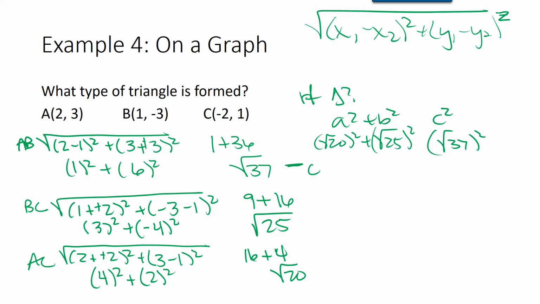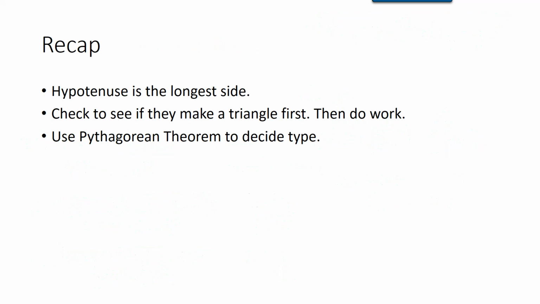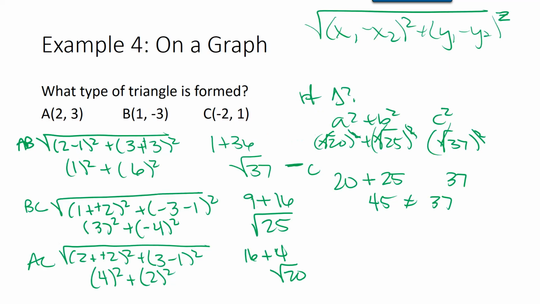Okay? Now again, this shortcut, the square of a square root just cancels that root sign out, and we are just left with the radicand. That's why I told you not to simplify them. So, square root of 20 squared is just 20. The square root of 25 squared is 25. Square root of 37 squared, 37. So we get 45 and 37. Now, 45 does not equal 37, so it is not a right triangle.